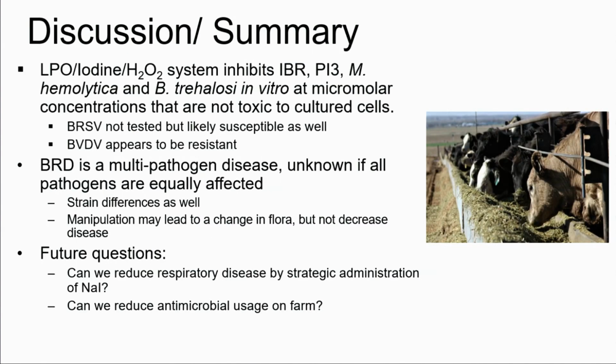So I think we can say that in vitro, at least, this looks really promising. It inhibits IBR, PI3, Mannheimia, and Bibersteinia. And also an important point is that these concentrations were not toxic to our cultured cells. We didn't look at BRSV, but we think that it's likely that it's susceptible as well based on the work that was done previously in humans and sheep. And unfortunately, BVD was not susceptible.